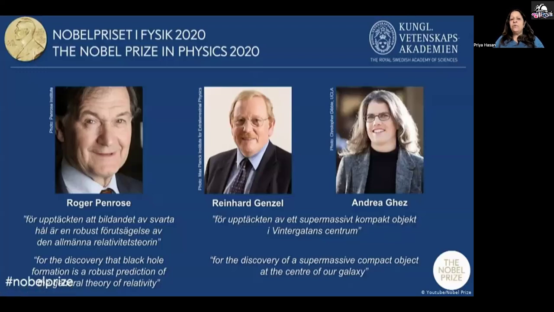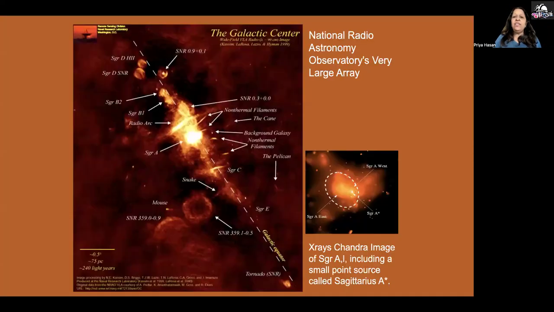these three people got the Nobel Prize. Roger Penrose did theoretical work on black holes, while Reinhard Genzel and Andrea Ghez did observations of the black hole sitting at the center of our galaxy. Now, how do they do it? Like I told you, the center of the galaxy has a lot of gas and dust, so you will not see it in optical light. But in radio light, this radio image, you can see close to the center of the galaxy, Sagittarius A.